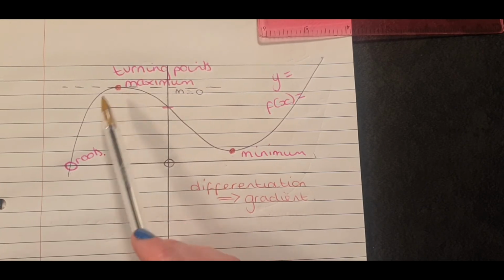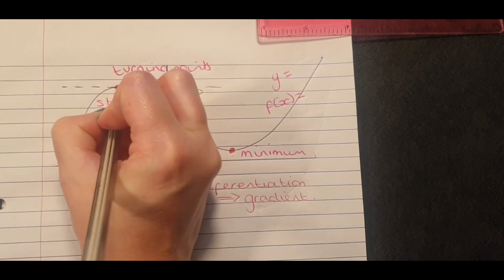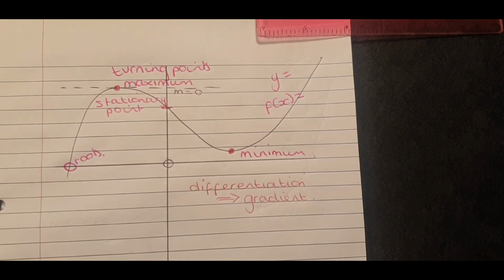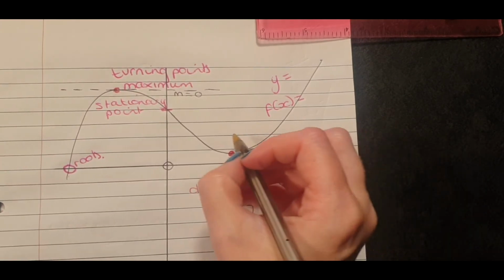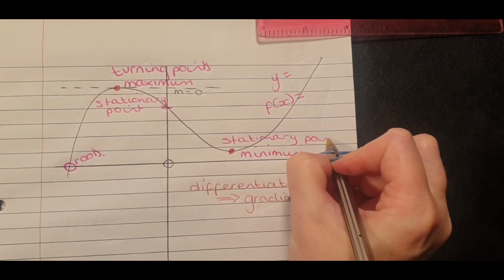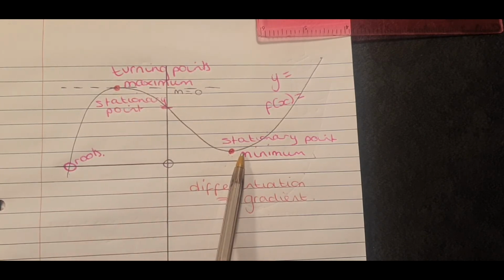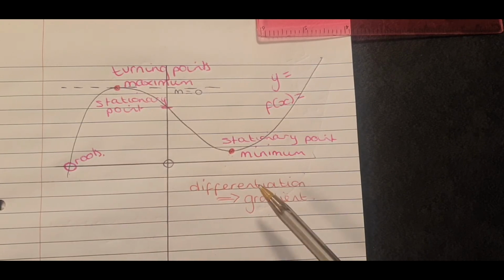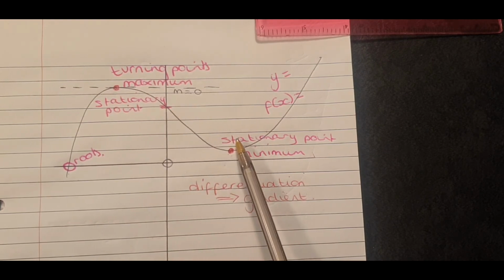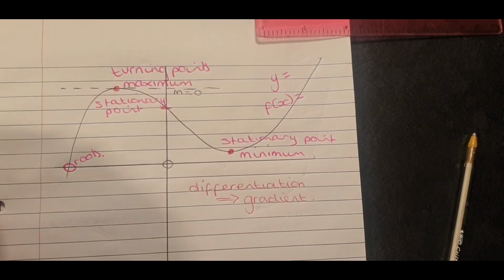So because it's where the ball has stopped, it sometimes is referred to as a stationary point as well. So it could be a stationary point too. Same down here, it might be referred to as a stationary point. And at a stationary point, just like up here, your gradient is 0. Now, I mentioned earlier, you differentiate to help you find the gradient. If it's asking you to find a stationary point, you know that the gradient is 0, because at a turning point, the gradient is 0.